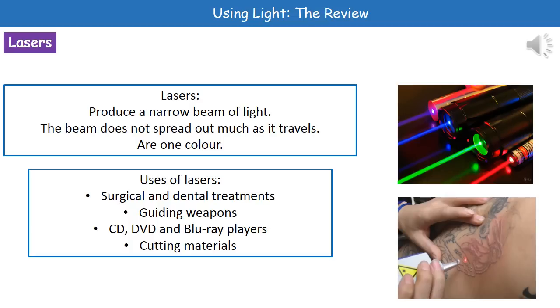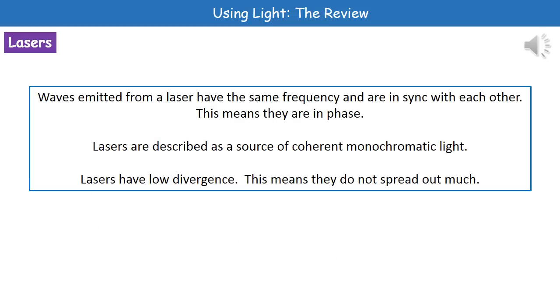So what we find is that we've got a whole variety of different uses of laser these days. So we can use them in surgical and dental treatments, we can use them to guide weapons, we can use them to play information from CDs, DVDs, Blu-rays, and also for cutting materials as well. So if you've got some thick piece of metal that needs cutting, we can use a laser to do that.